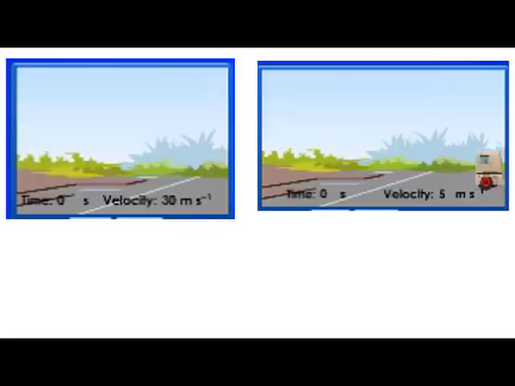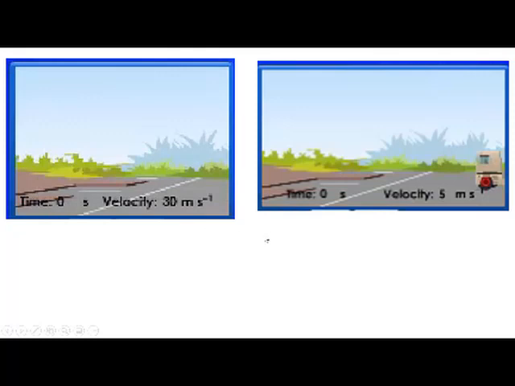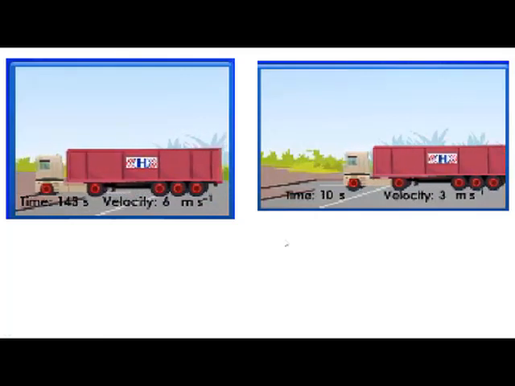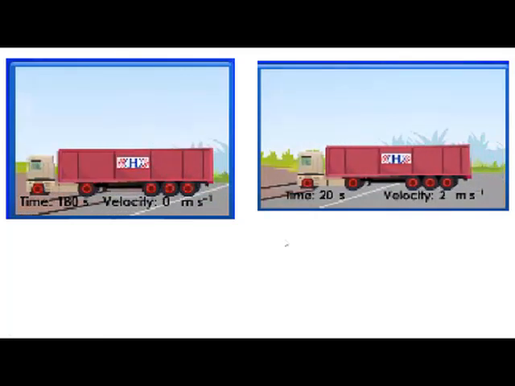Okay, so this time we have another situation. We have both lorry tankers, but with different velocities. The first one is moving at 30 meters per second, and the second one at 5 meters per second. It is much easier to stop the same lorry if it is moving with a low velocity. Why?